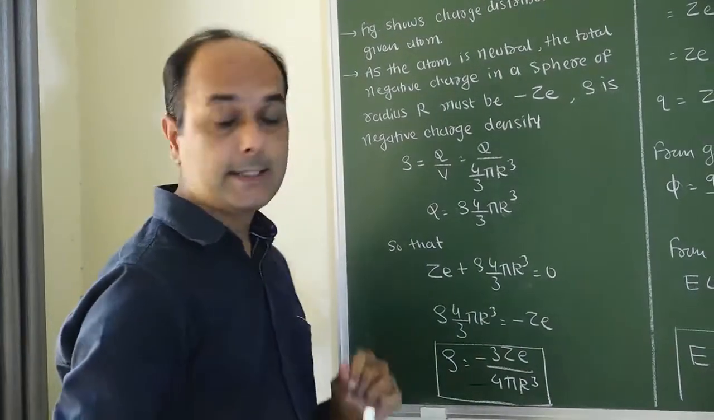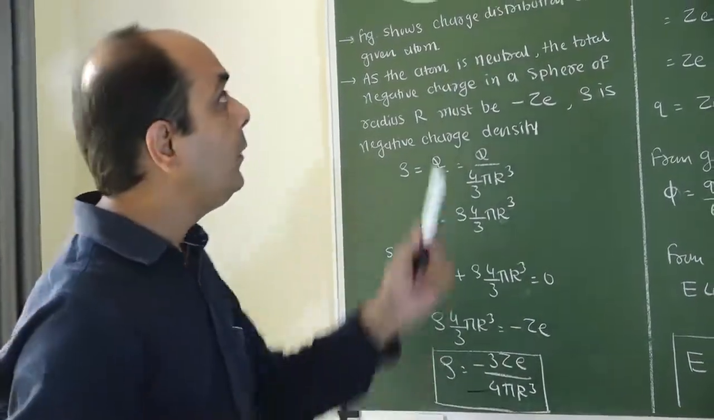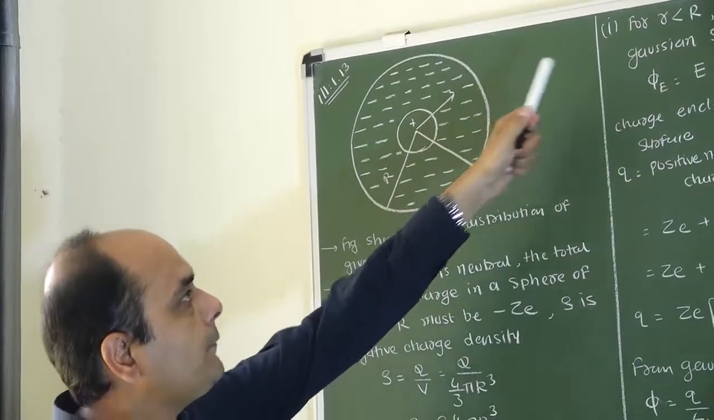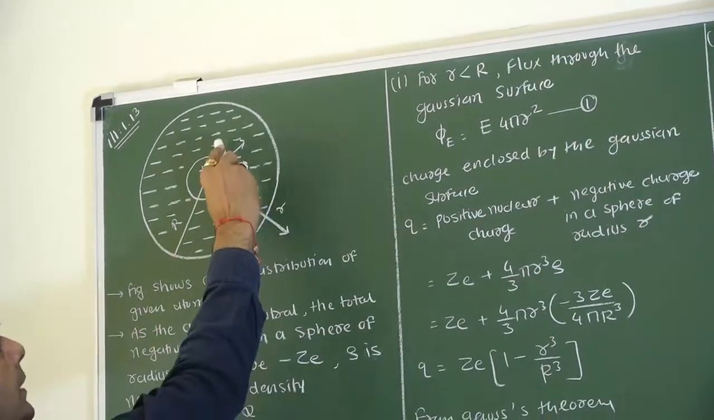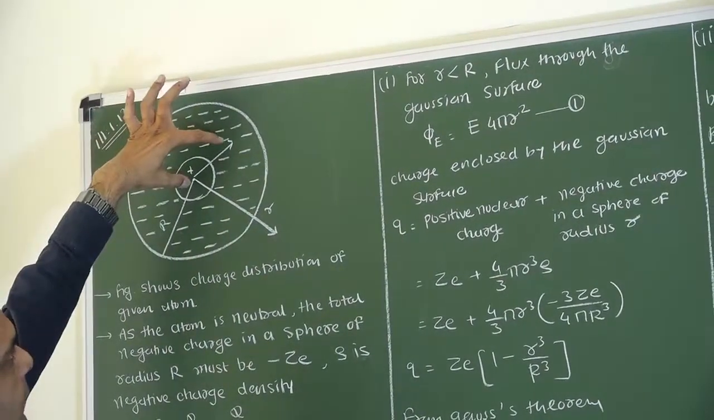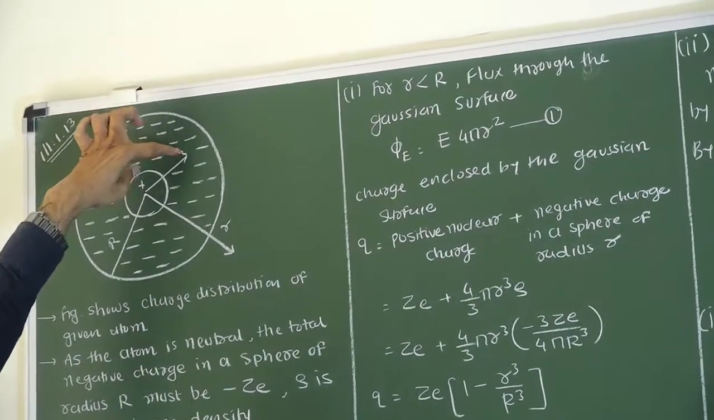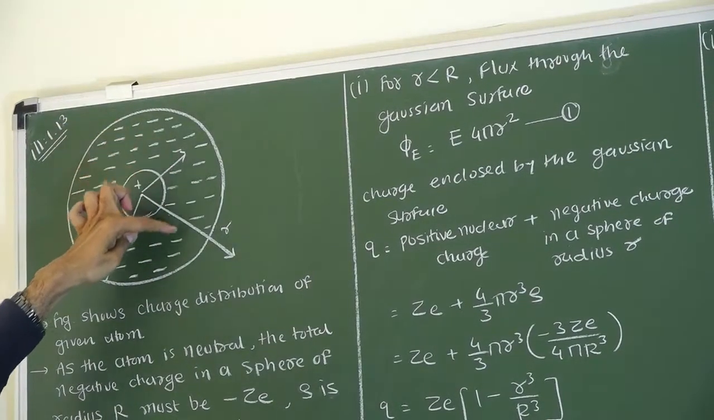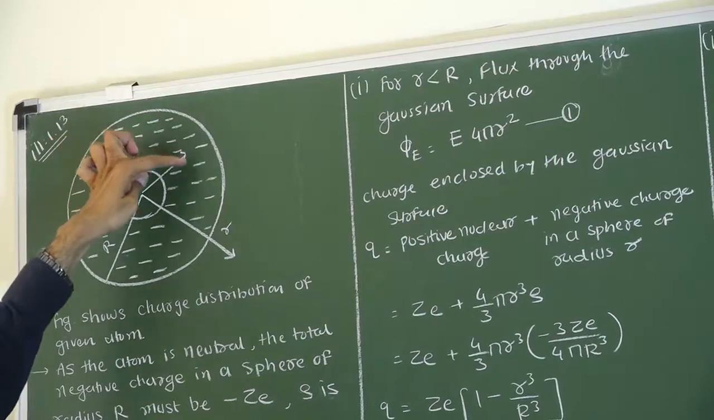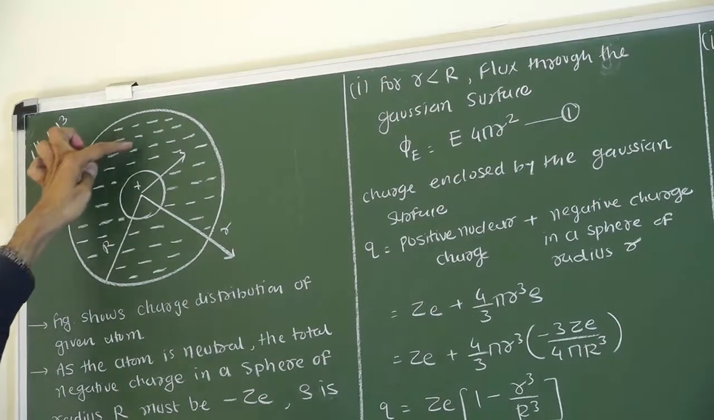So this is the first case: calculate the electric field within the sphere, that is for r less than capital R. Now student, this much radius is small r. This small r is from one sphere. So the surface area of the smaller radius is 4 pi r square.